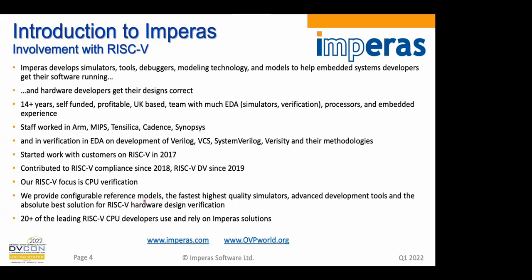One of the things we do is provide configurable reference models and simulators. The reference model can be configured to anything that's legal in the RISC-V specifications. We provide the reference model, the simulators that run it, and also tools on top of it that allow you to see how it's working, understand its performance, and to help verify it. So it's absolutely, Imperas, we have the best verification solution for RISC-V hardware out there, and it's in use with many of the leading RISC-V CPU developers at the moment.